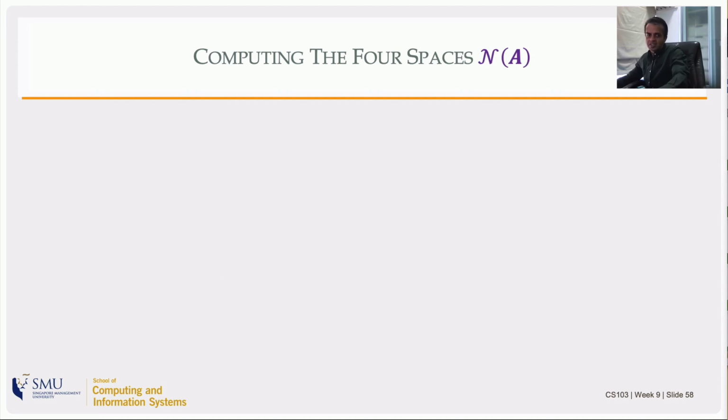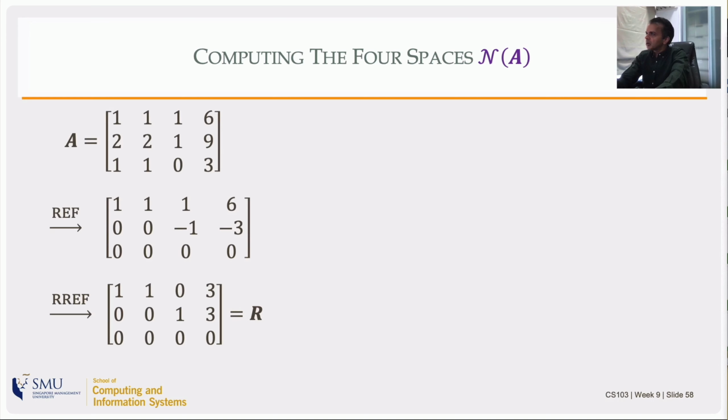Computing the null space is much more interesting. I'll give you one example here. Now, I started from a matrix A. I did row reduction, Gaussian elimination. Finally I got the RREF. I'm going to call that R. Now if I have Ax equal to 0, that is the equation for the null space, or Rx equal to 0, are the solutions going to be the same?